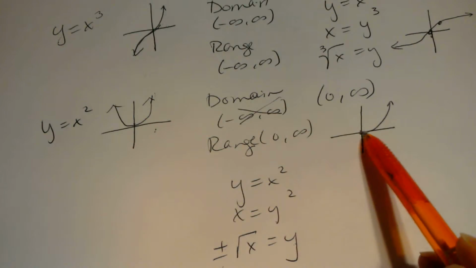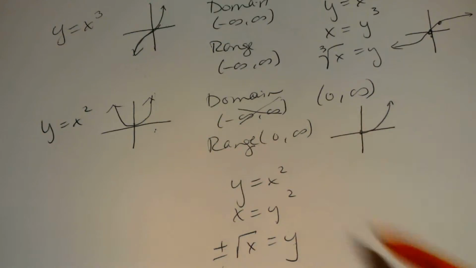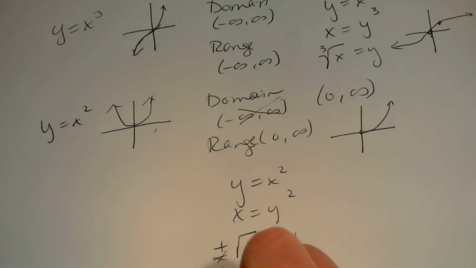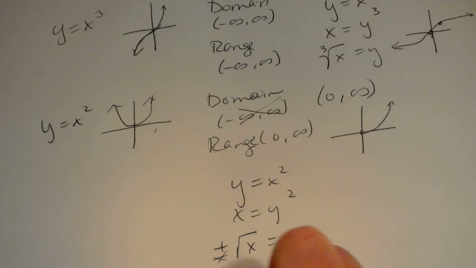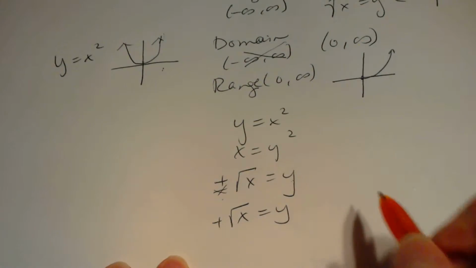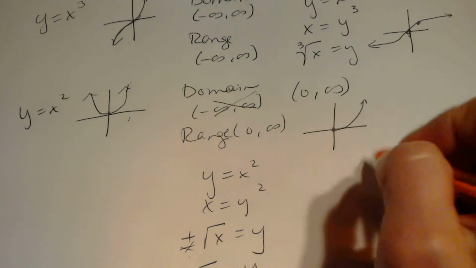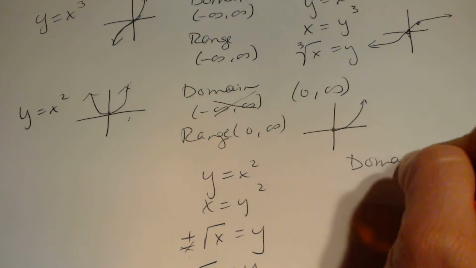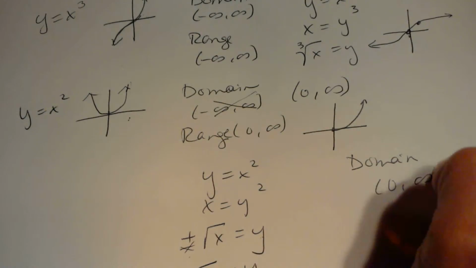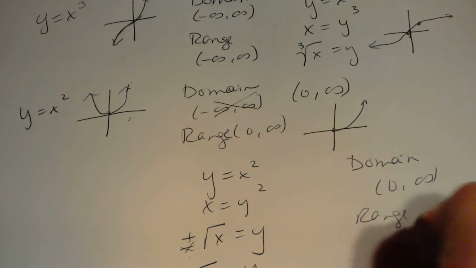Now this one tells us what we're going to choose. So I'm going to choose the positive one. But I don't want the negative, so it's going to be the positive square root of x is my actual inverse. So here, my domain is just positive numbers and my range is positive numbers.